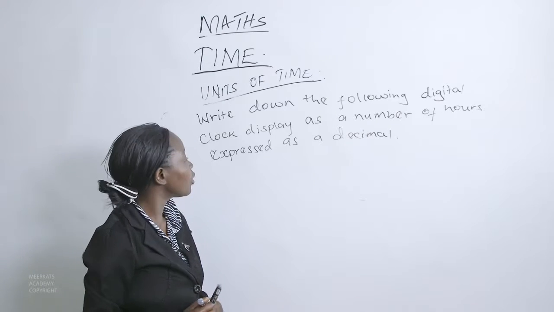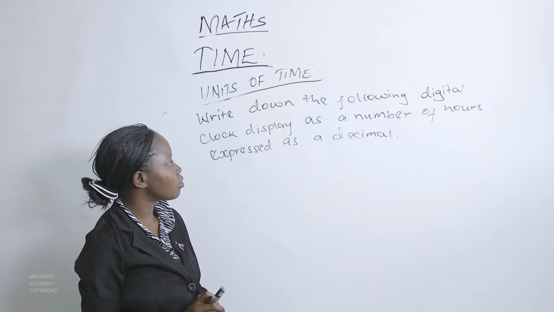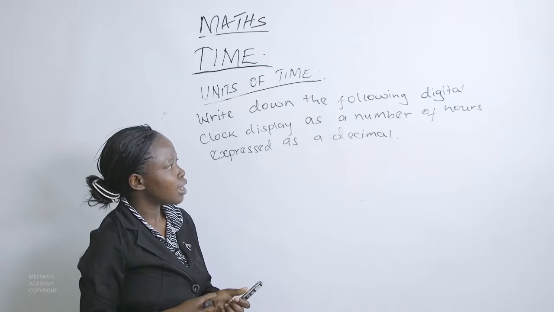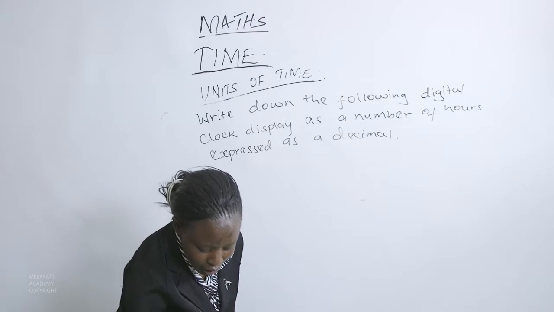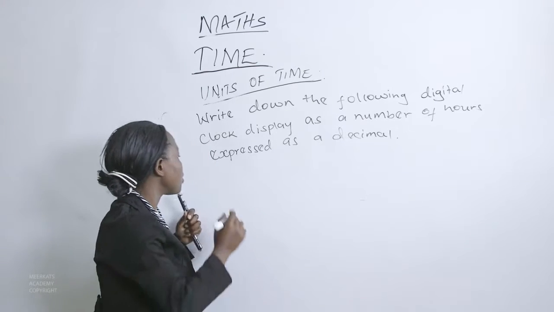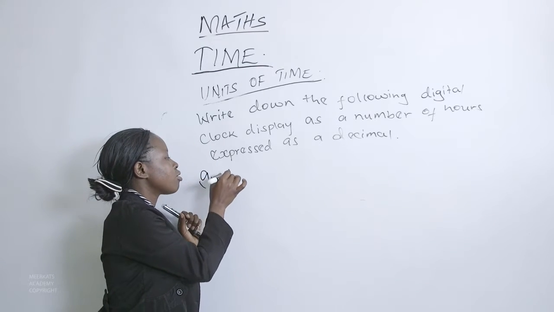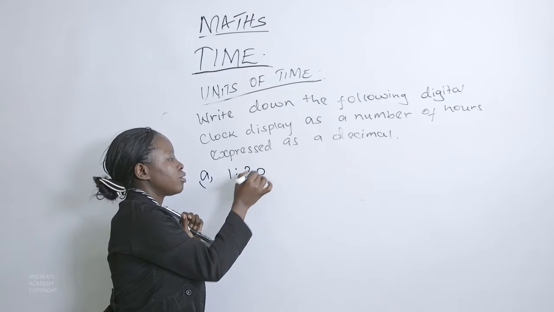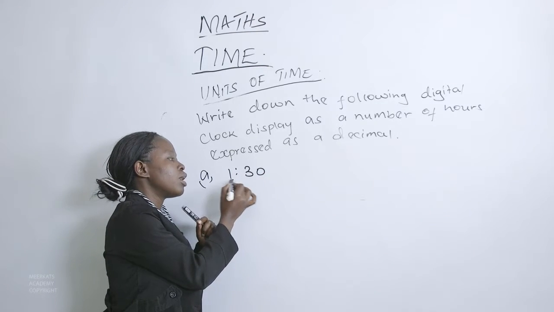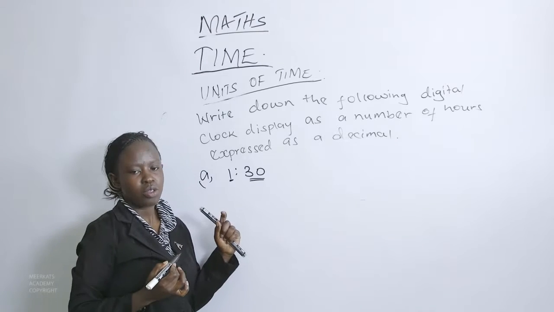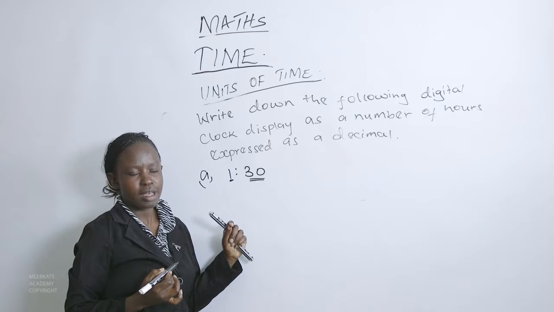So we are to write down the digital display of number of hours. We express them as a decimal. So an example that we have is 1:30. So this means that we are having 1 hour and 30 minutes. So we need to express them as a decimal.